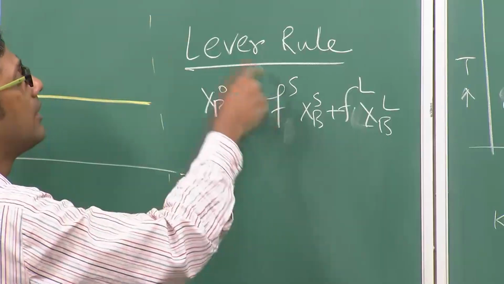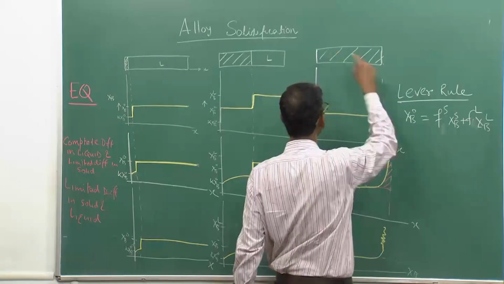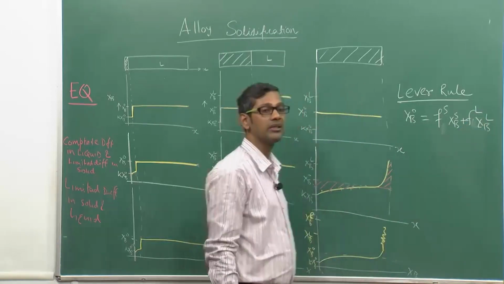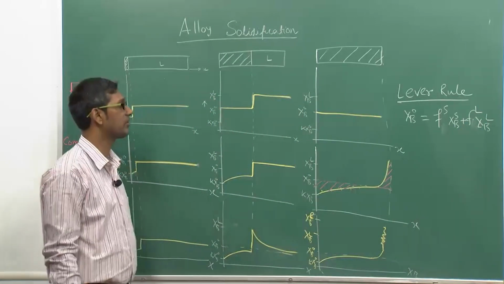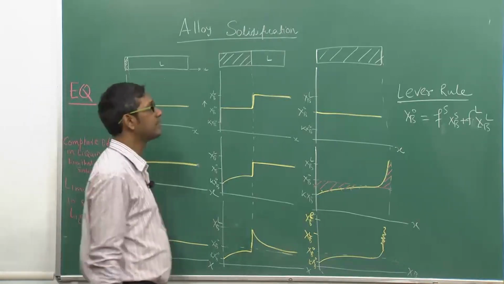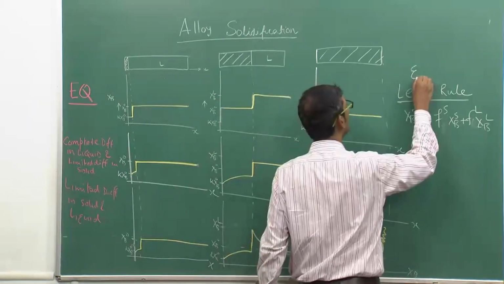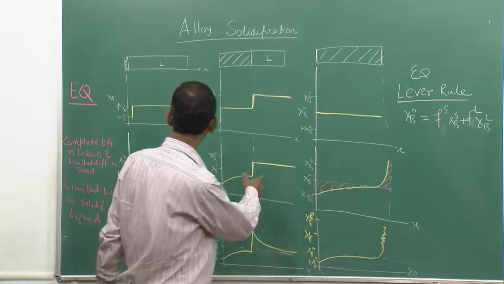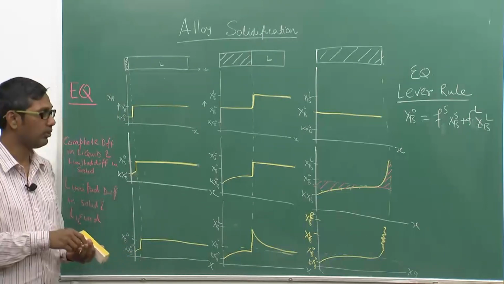Fraction of the part which is solidified in each case multiplied by the composition of the solid, plus the fraction of the liquid in each case multiplied by the composition of the liquid. That is how it is. This is called the equilibrium lever rule in the literature. Now for the second situation we need to derive the rule.